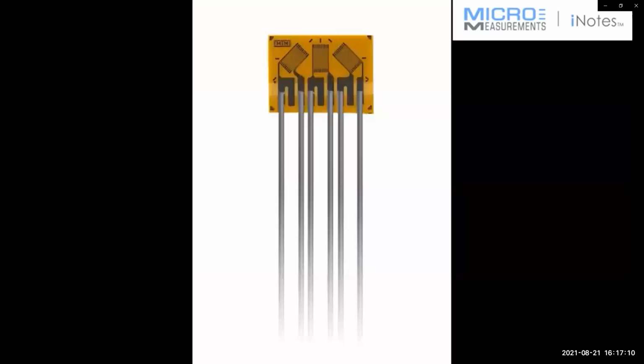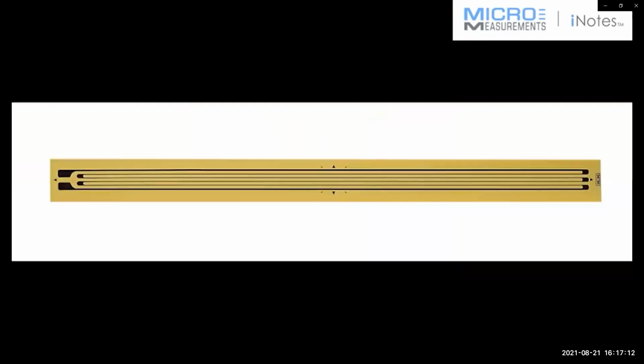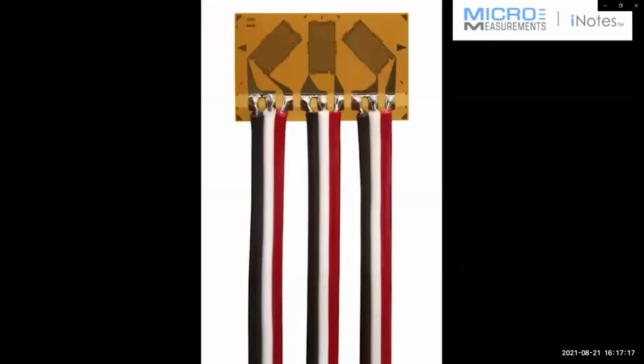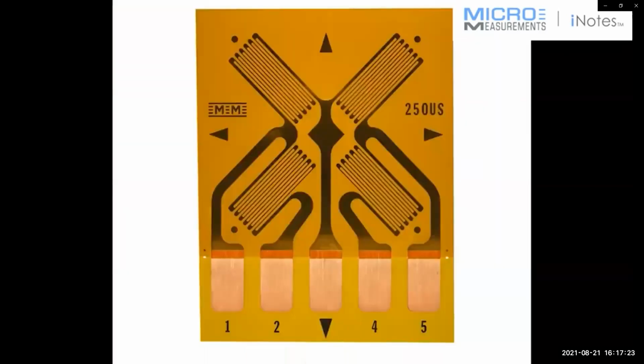Great. So as you see, there's a wide variety, thousands of different strain gauges that we manufacture, hundreds of different gauge patterns, and this is just a small sampling of those to give you an idea of the range of products that we can manufacture. Cool. Thanks. You're welcome.